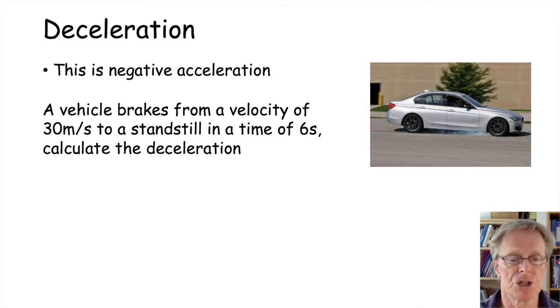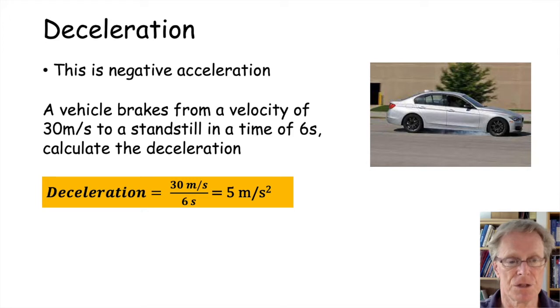The deceleration is the change in velocity, and in this case you're starting at 30, going down to 0, so the change is 30, and it takes place over 6 seconds. Your deceleration is 30 divided by 6, which gives you 5 metres per second squared deceleration. So it's quite straightforward to work out acceleration and deceleration in these situations.